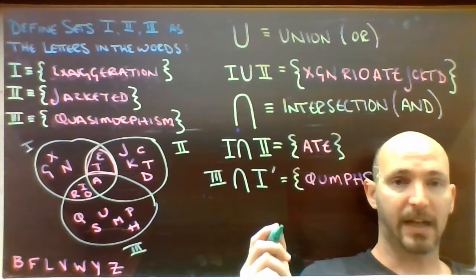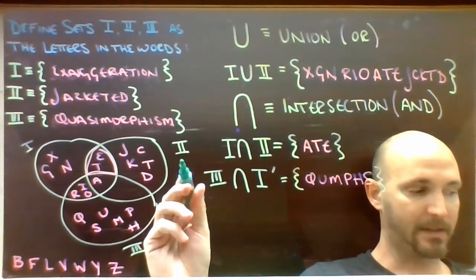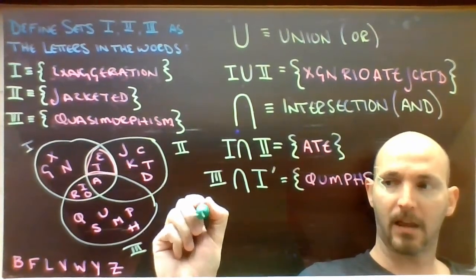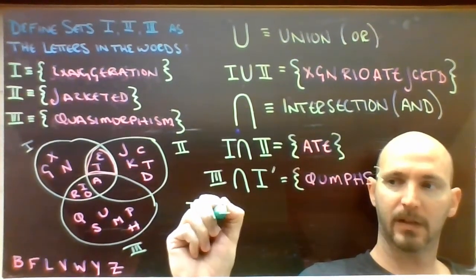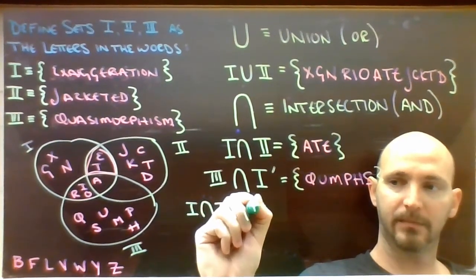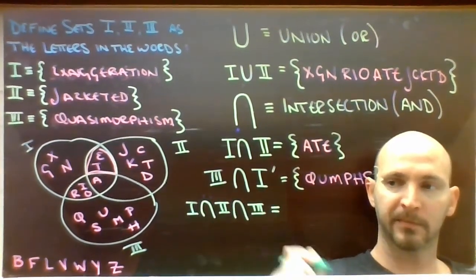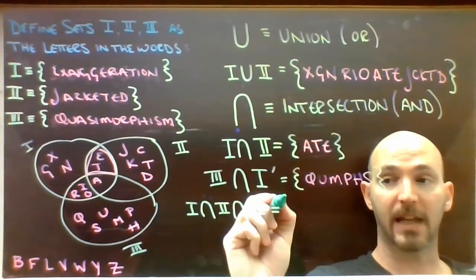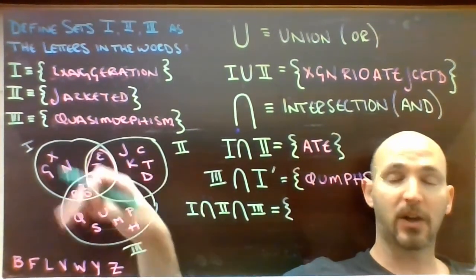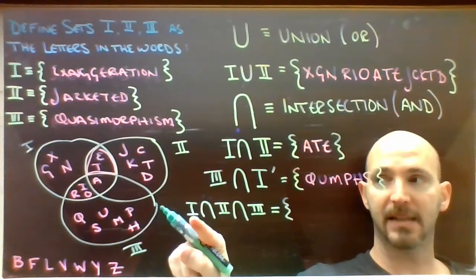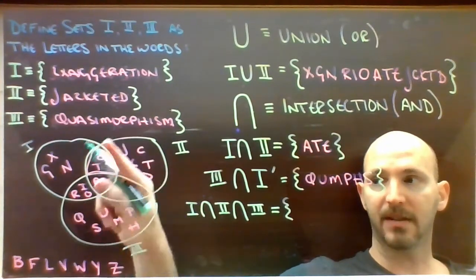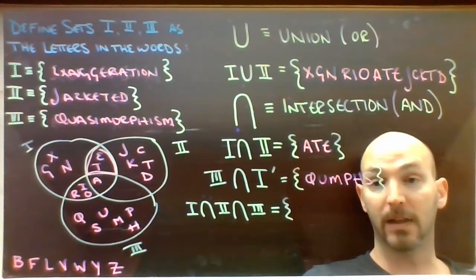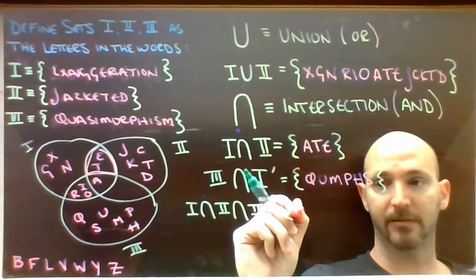Third one I'd like to look at is if we were to do in set 1 and 2 and 3. So now that I've put in 3 conditions, I have to meet all 3 in order to count in the set. So if you look at all of these letters and you find the place that is in this circle and this circle and this circle, it's a pretty lonely place. The only letter in there is the A.